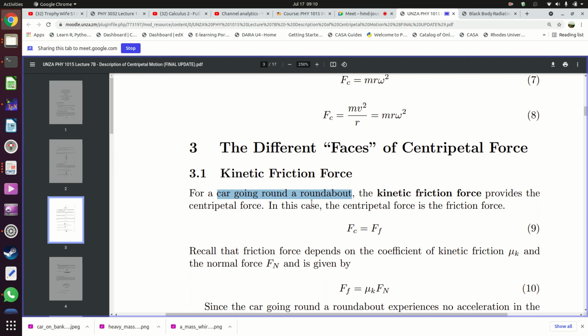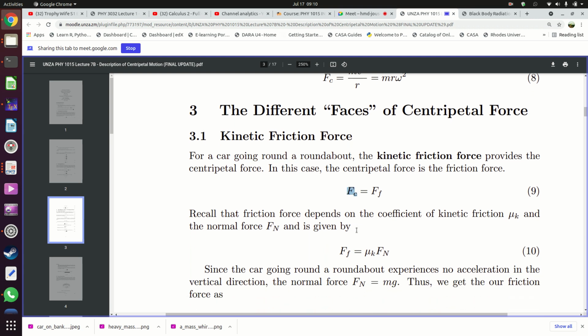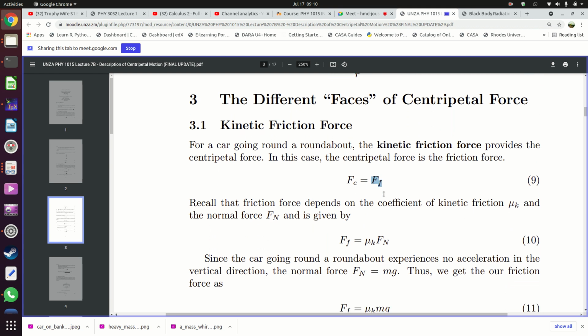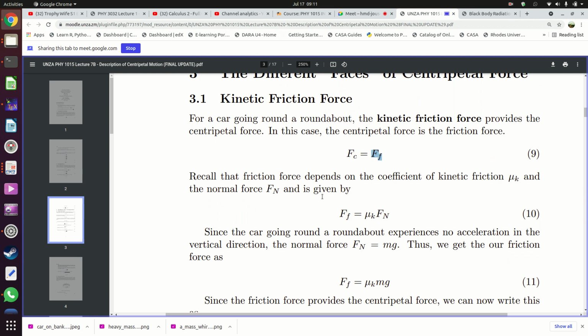So in this case, when you've got a car going round a roundabout, the centripetal force is provided by the kinetic friction force. So the centripetal force Fc, which is the force keeping your car on a roundabout, is provided by the kinetic friction force. Now, since you're talking about kinetic friction force, we know that friction always depends on the coefficient of friction. So in this case, our coefficient of friction is the kinetic friction.